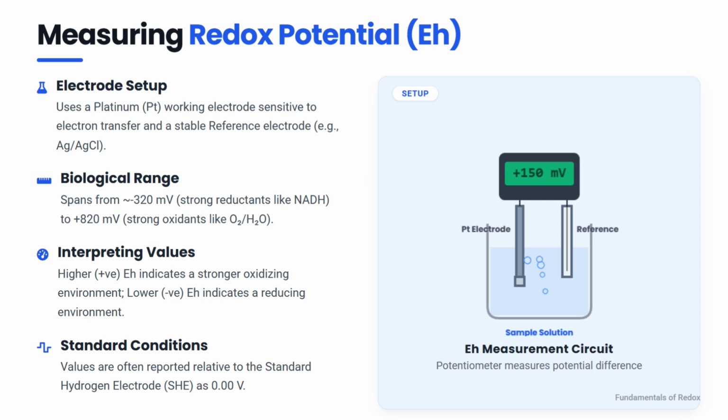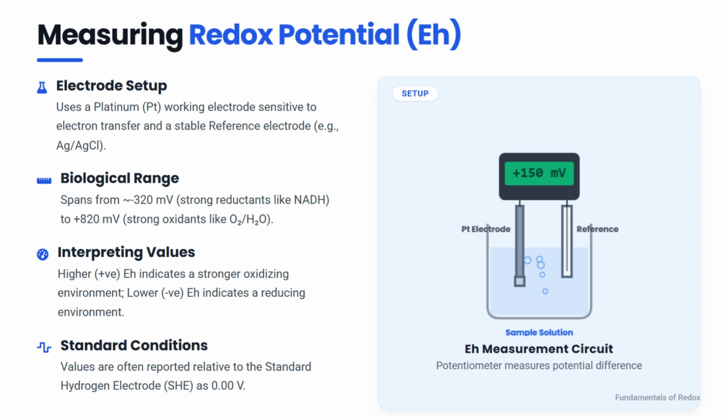Measuring EH, or redox potential, uses a special electrode setup. It involves a platinum working electrode, which is sensitive to electron transfer, and a stable reference electrode, like a silver/silver chloride electrode. The biological range of EH is vast, spanning from around negative 320 millivolts for strong reductants like NADH to positive 820 millivolts for strong oxidants like oxygen.